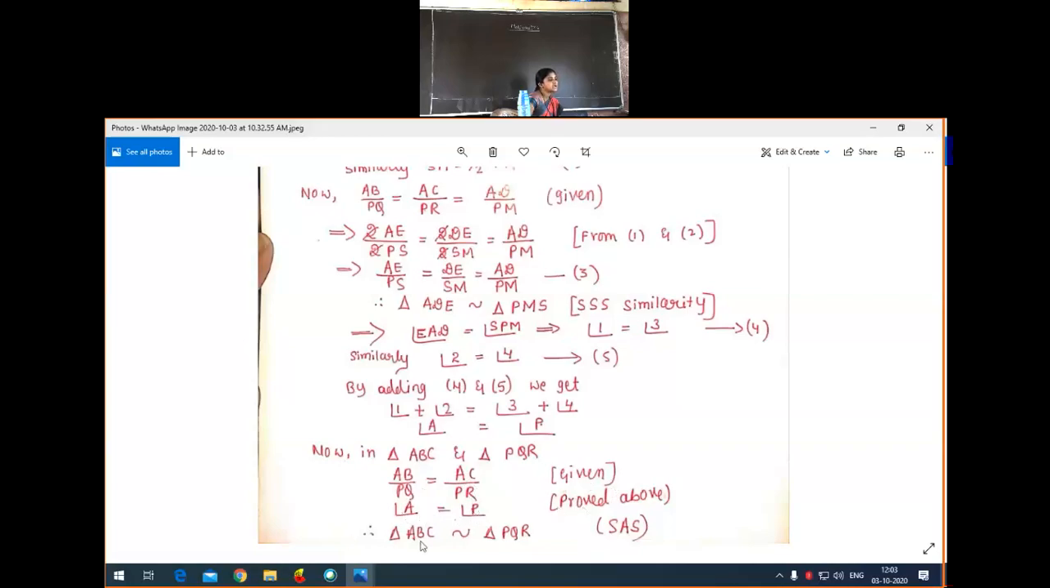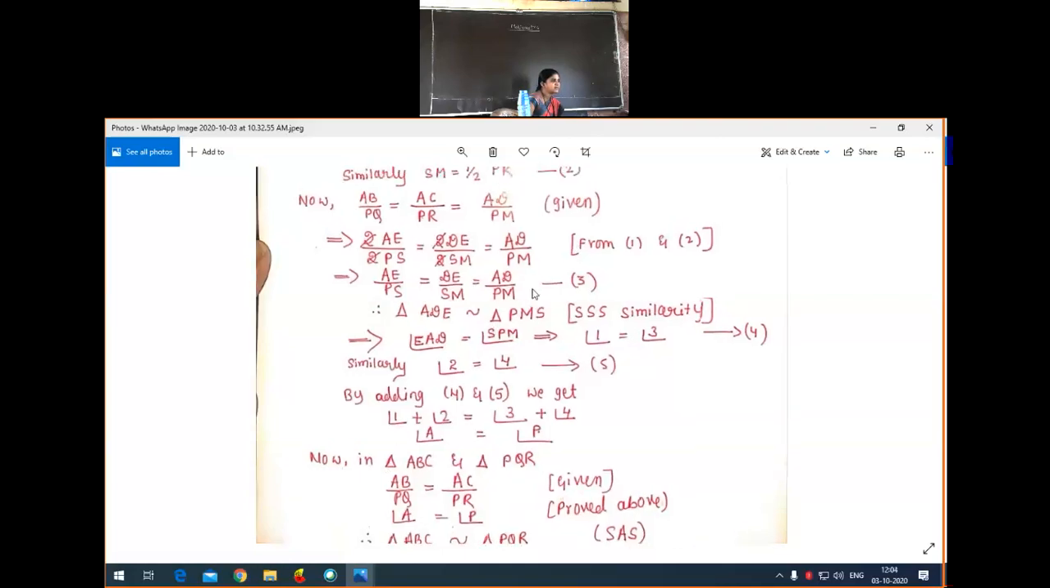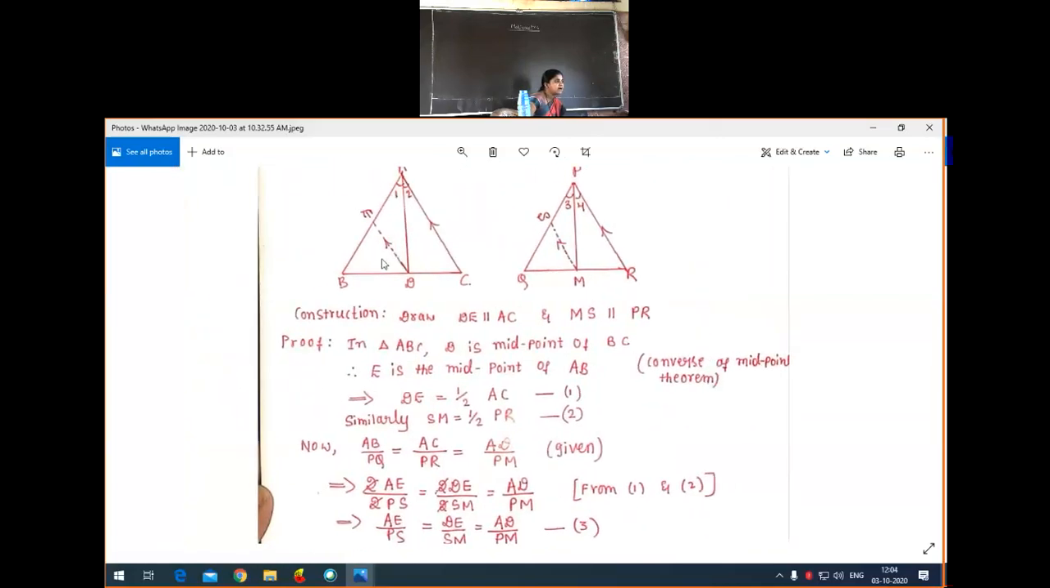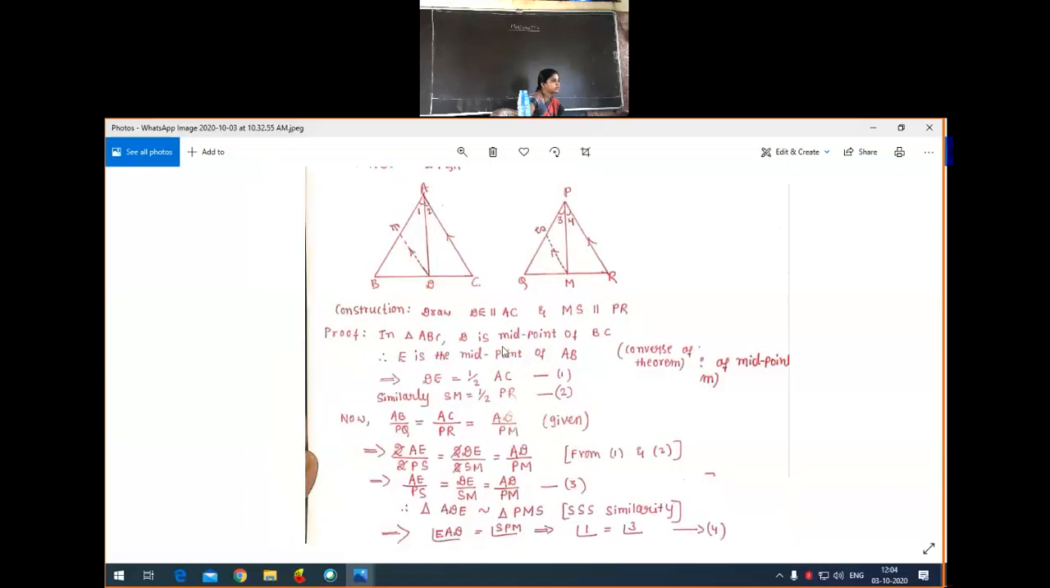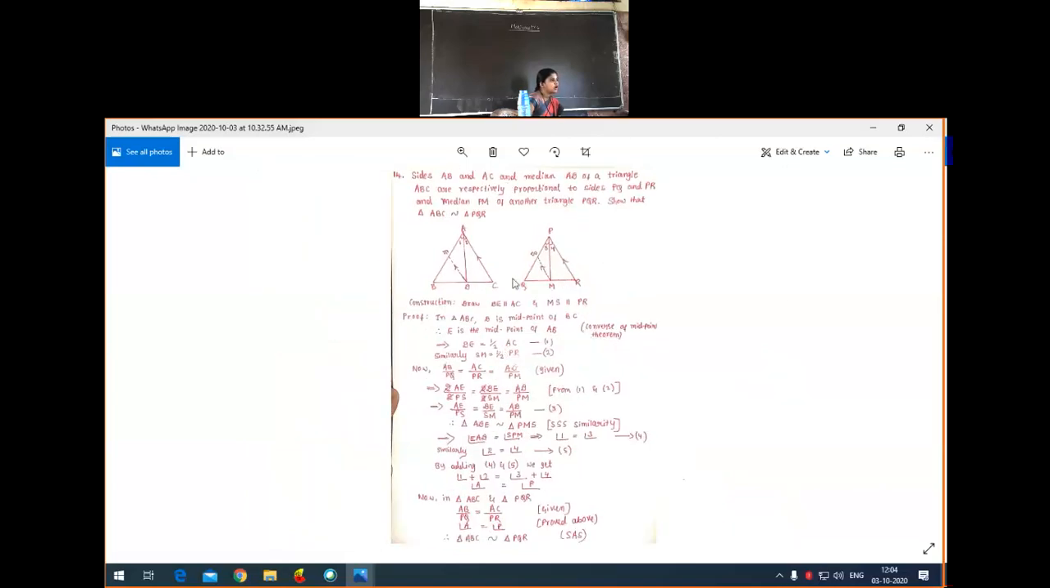Therefore triangle ABC is similar to triangle PQR. Okay, so this is about the result. We did the problem a little differently, by constructing this line parallel to this one. We applied the midpoint theorem. I think by looking at the problem you can get the idea of the explanation part, no? So just observe the explanation part. Okay, so you get the idea of this problem.